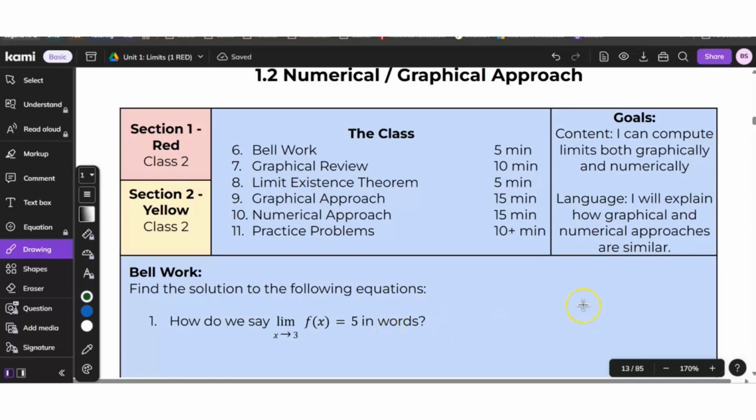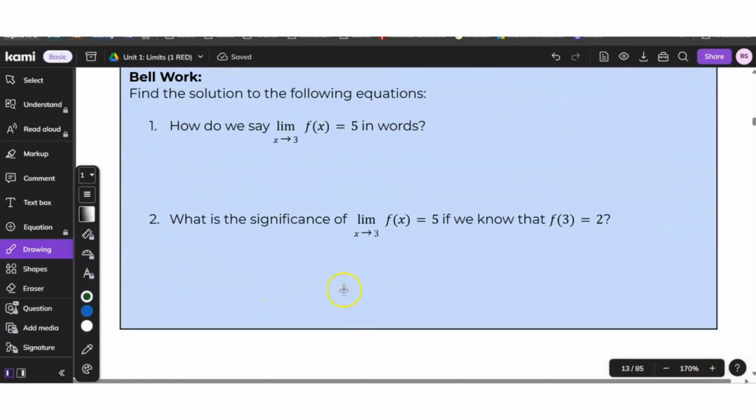All right, so now we're going to look at a numerical and graphical approach. We already did some graphical, but now we're going to do more of a numerical as well. To begin with, you did the bell work, and I know you're so smart. You already got them. So for this one, how did you say it in words?